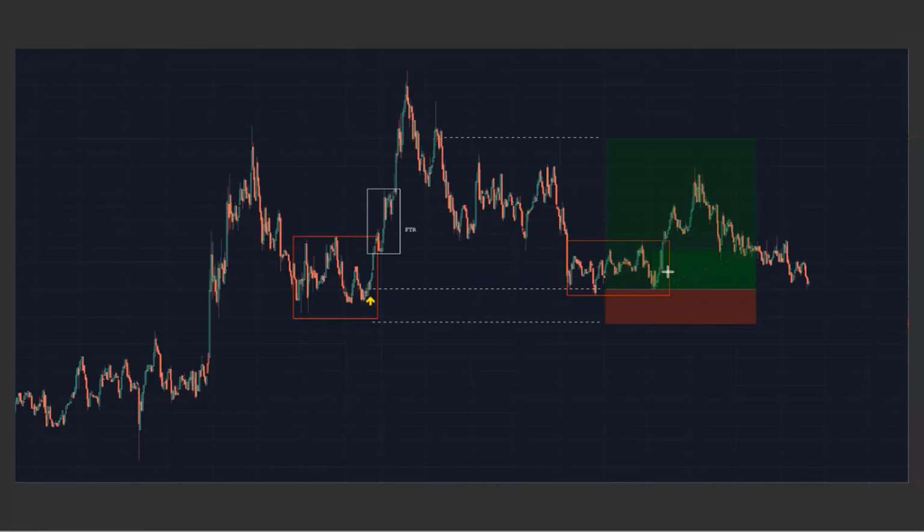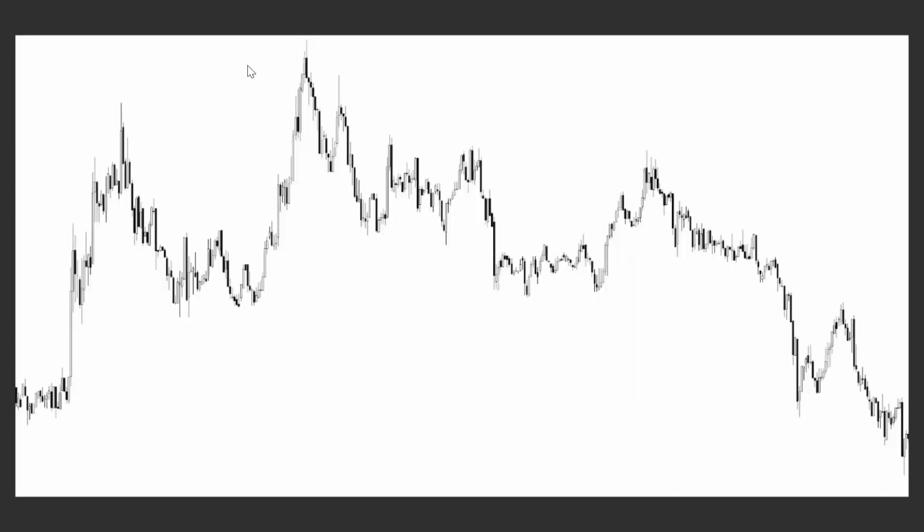So I've just got a couple of notes, some of which I sent you, mostly regarding trade management. So first I'll just go through how I'd have marked this out on a clean chart.